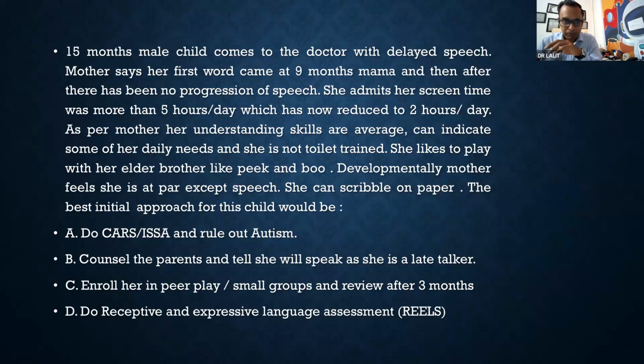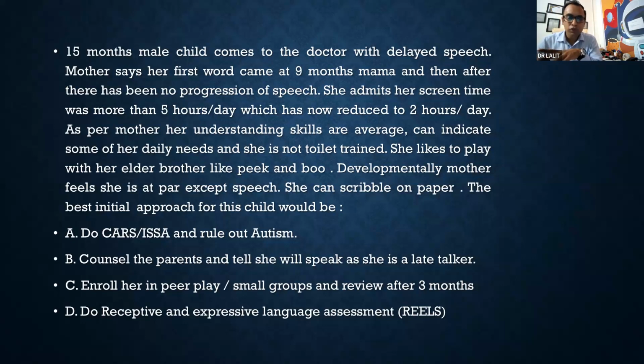She is not toilet trained. Mother feels that there is some delay in relation to speech. Other than that, she's fine. She can scribble on paper. She plays peekaboo. It's a very good, important milestone. She plays peekaboo with the child. She can scribble, an important milestone which should be achieved at the age of 15 months, which is also there. So what is the best initial approach?